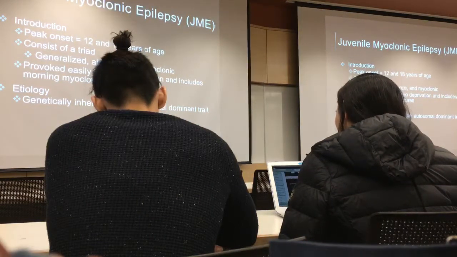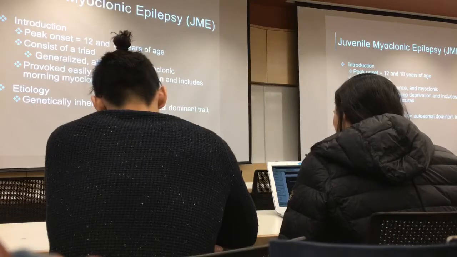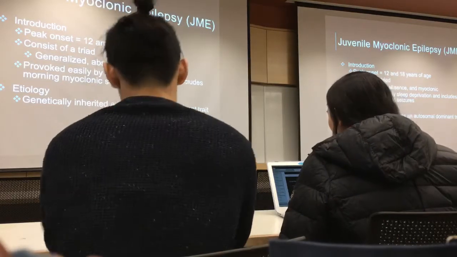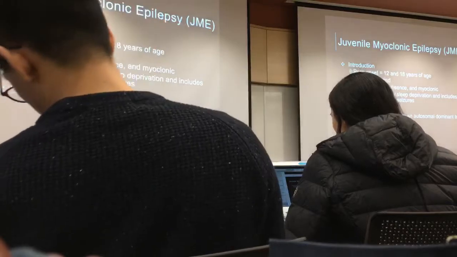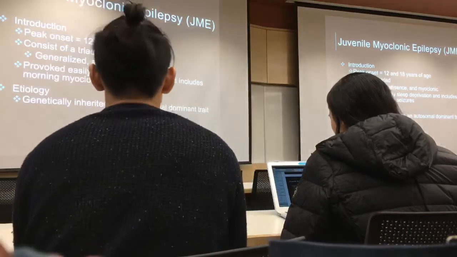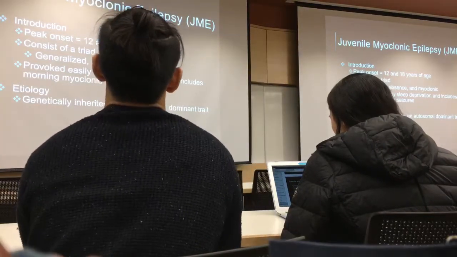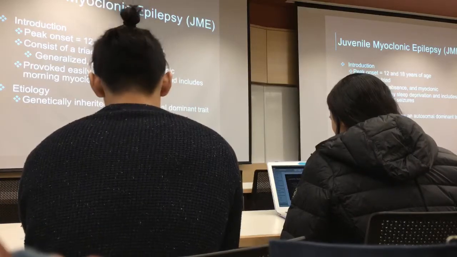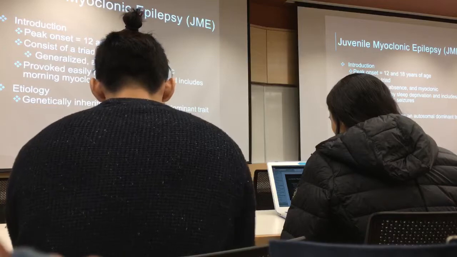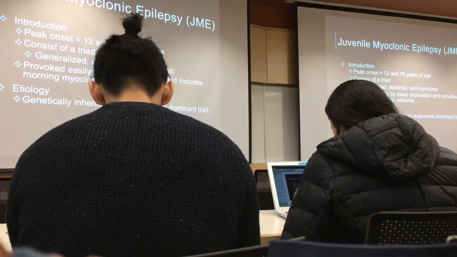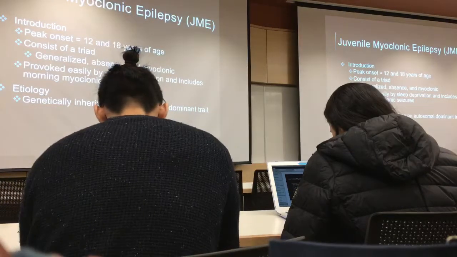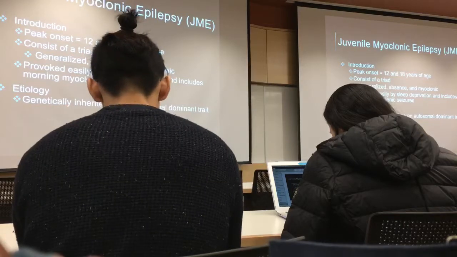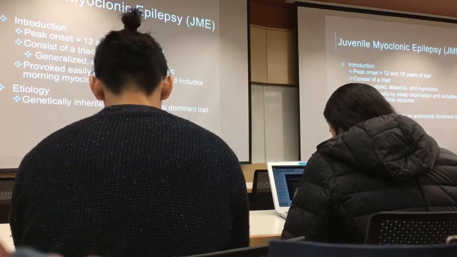Now, another unique seizure that we see in pediatrics is something called JME, juvenile myoclonic epilepsy. This is a unique seizure. Based on its name, it basically is what it says. It's a juvenile epilepsy, so it usually occurs during adolescence, usually around 12 to 18 years of age. And it's considered a triad, meaning that there are 3 different types of seizure in one. So JME has 3 seizure types.